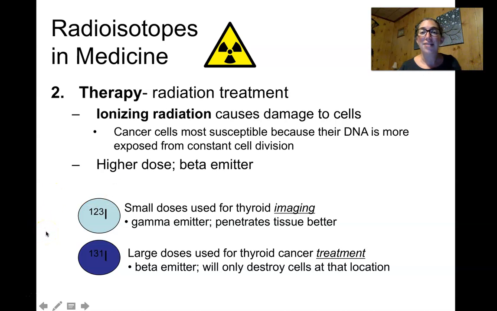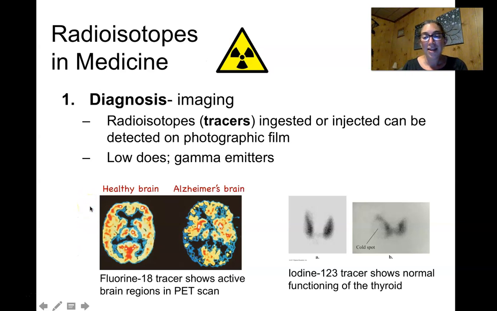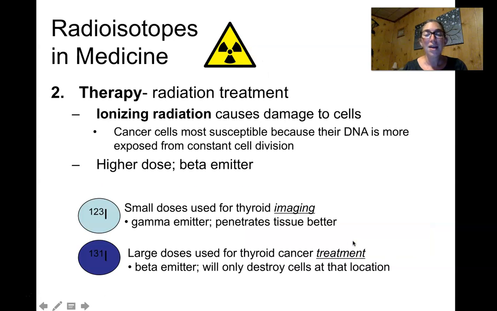Iodine has multiple radioisotopes and multiple non-radioactive isotopes. So iodine-123 is the one we saw in this slide here that's used for imaging the thyroid. But if you have thyroid cancer, they can treat it with a different isotope of iodine, iodine-131, which is a beta emitter that you can ingest, and it'll localize to the thyroid and actually kill thyroid tumors.